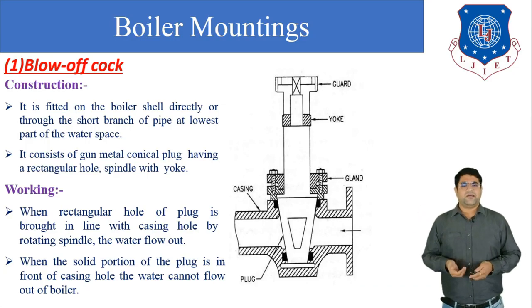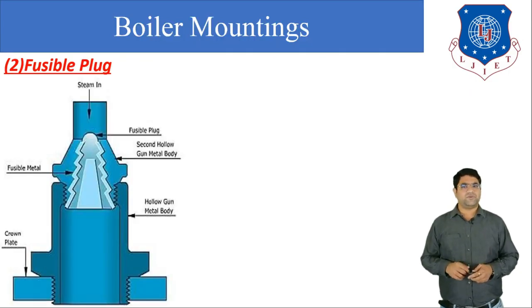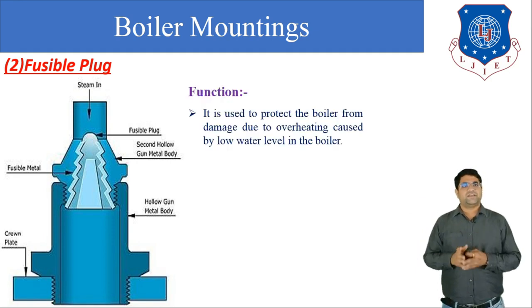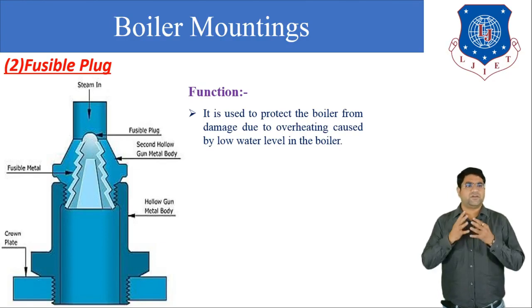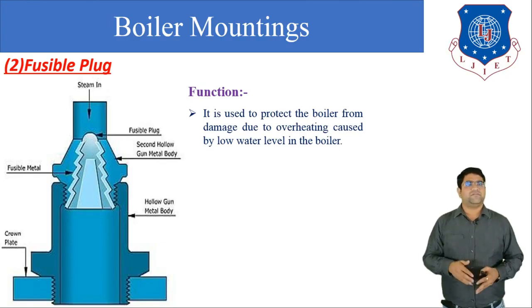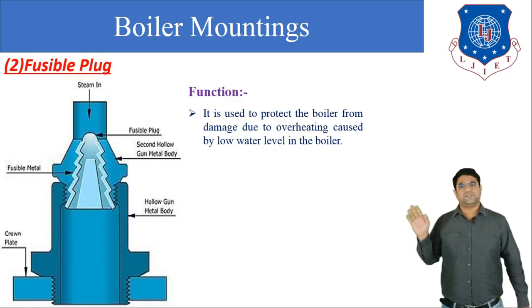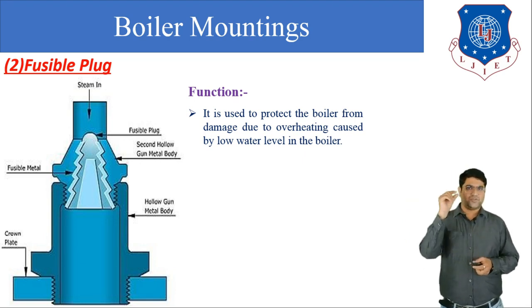Now I am going to discuss our second boiler mounting, the fusible plug. First of all, what is the function of the fusible plug? We can say that the fusible plug is used to protect the boiler from damage due to overheating, which is caused by the low water level in the boiler. This is the function of the fusible plug. Now we know in the Cochran boiler the fusible plug was placed above the furnace.